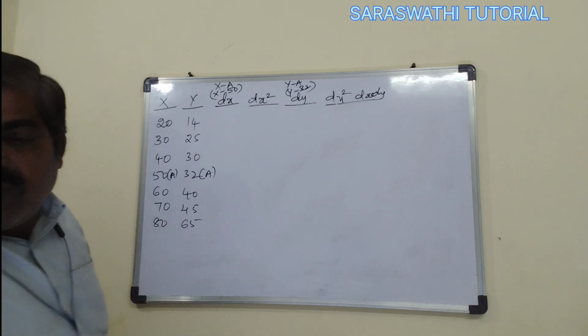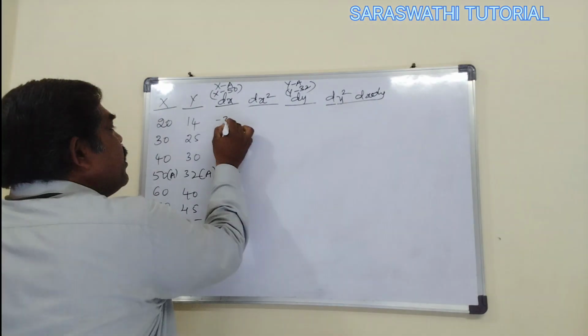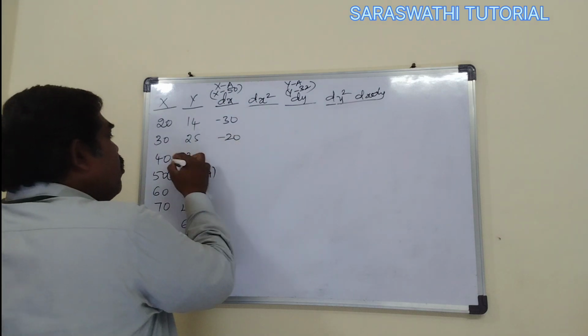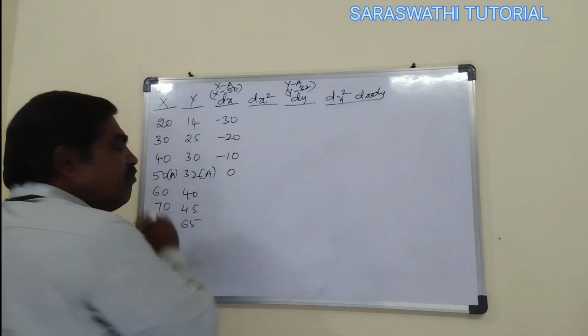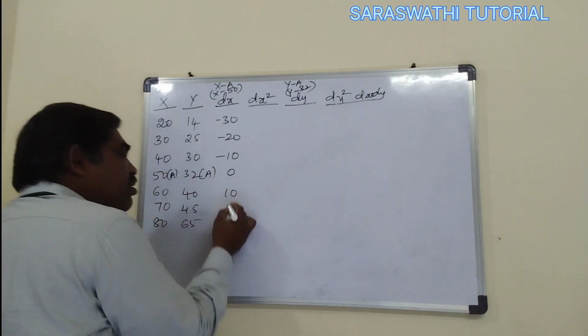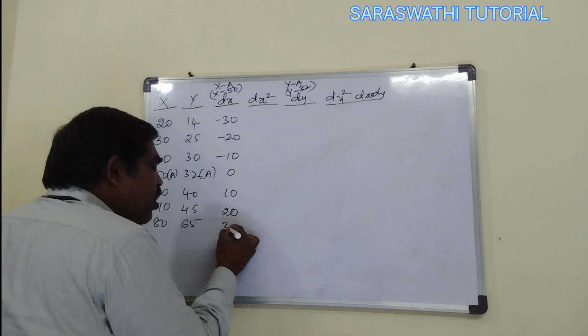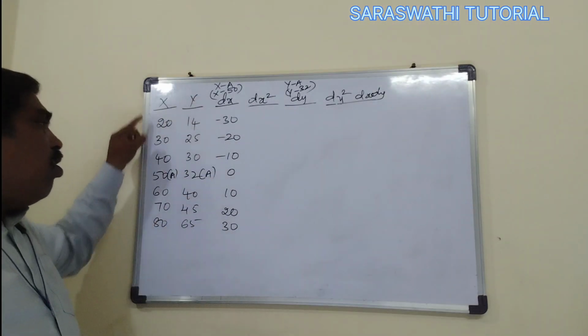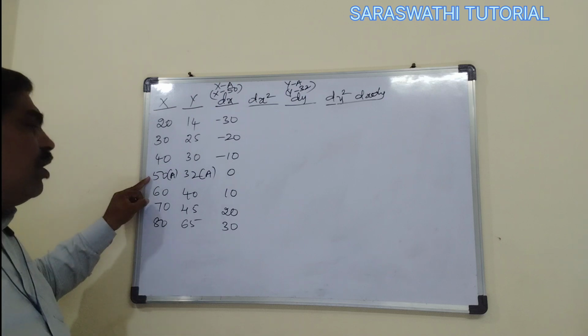20 minus 50 which is minus 30. 30 minus 50, minus 20. 40 minus 50, minus 10. 50 minus 50, 0. 60 minus 50, 10. 70 minus 50, 20. 80 minus 50, 30. We are just subtracting this 50 from all the observations.